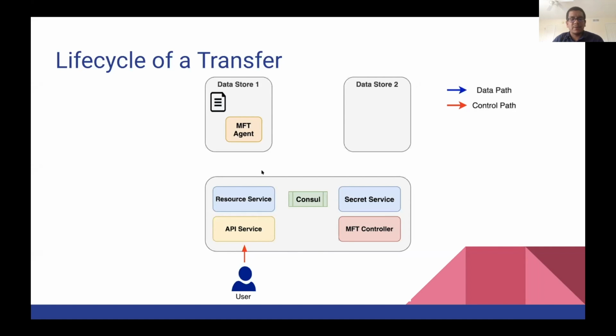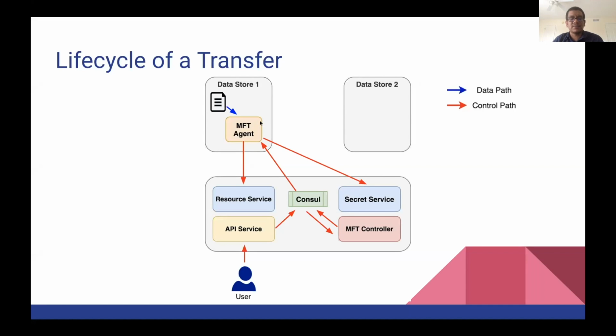This is the MFT framework that I mentioned. First, the user sends a request to the API service. The API service gets the request and puts it on Console, the event-driven message bus, and the message is forwarded to the MFT controller, which is the coordinator of all the services. It reads the message and validates whether this is the right request coming from the right user, and then sends it to the right MFT agent. The agent then deserializes the message, talks to the resource service to get the resource metadata of this particular file, and talks to the secret service to get the credentials to talk to the data store.